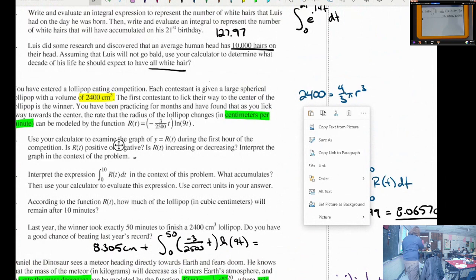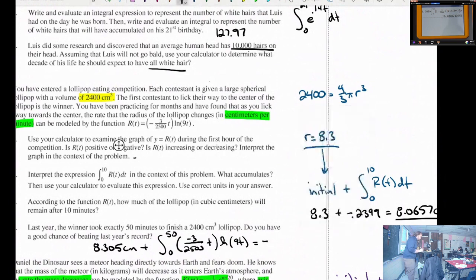We're looking for a... oh, look at that. That means the lollipop will be gone in 50 minutes. So you will beat the record because the lollipop will be gone. If it was a positive number, there would still be some radius left. But since it's negative, you're done. So yes, because you got a negative answer here, that means you'll beat it.